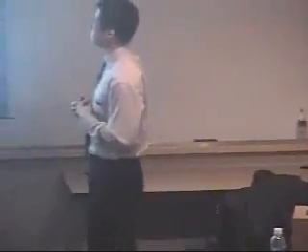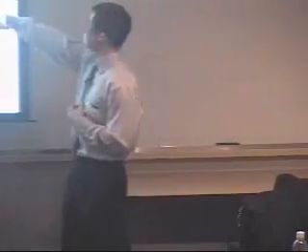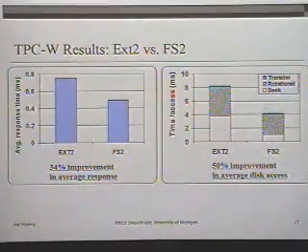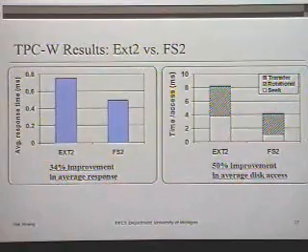And here we break the disk access to its various components, the seek time, the rotational delay, and the transfer time. So we can see that both the seek time and rotational delay are reduced under FS2 because things are closer to one another on the disk.